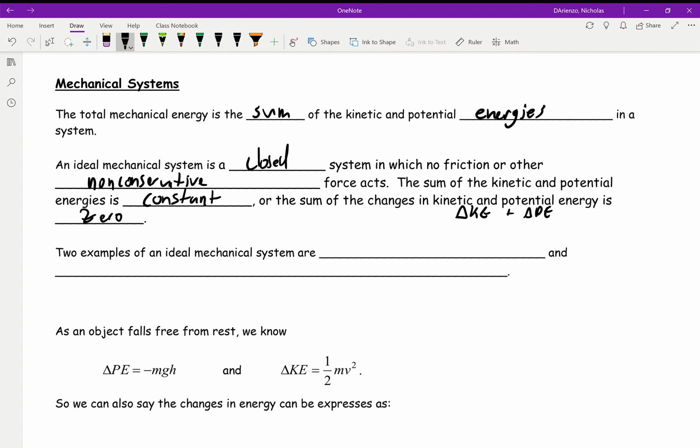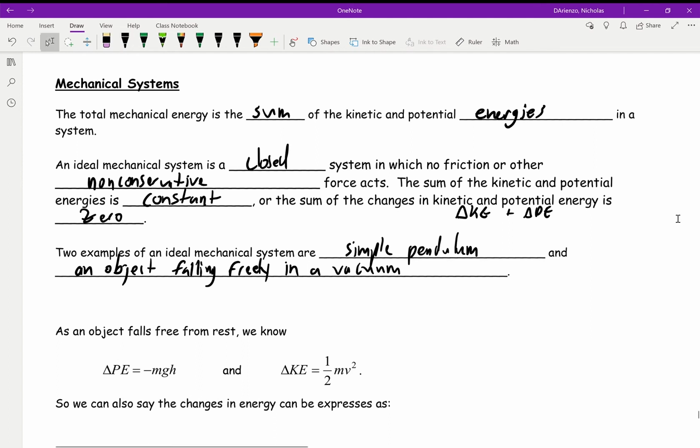Now, two examples of this are the simple pendulum and an object falling freely in a vacuum. And we saw that when we watched a video of the bowling ball and the feather dropping in an ideal way, because we didn't have a non-conservative force such as air resistance acting on either the bowling ball or the feather.